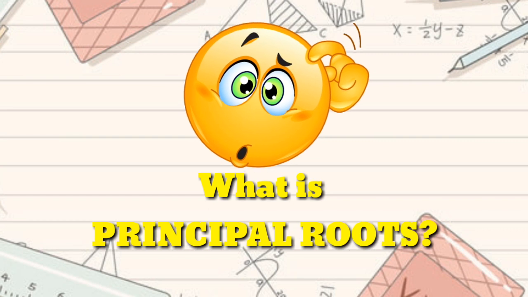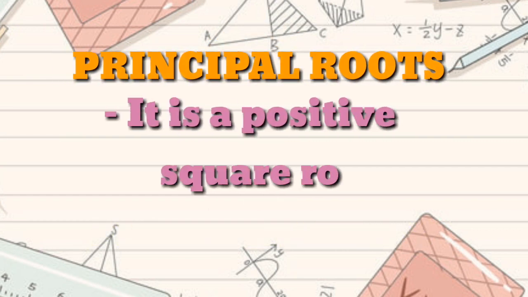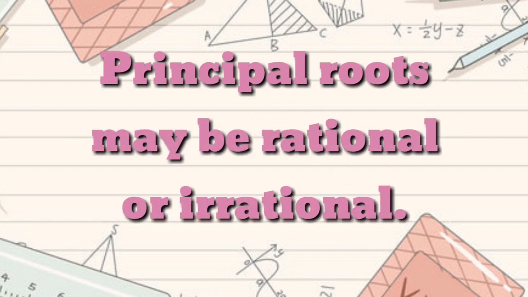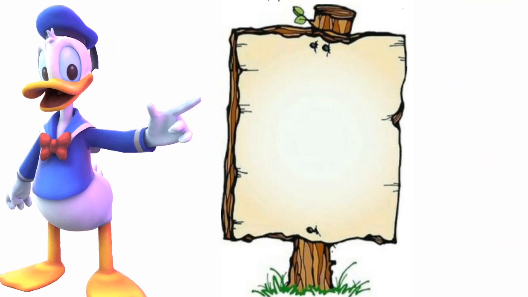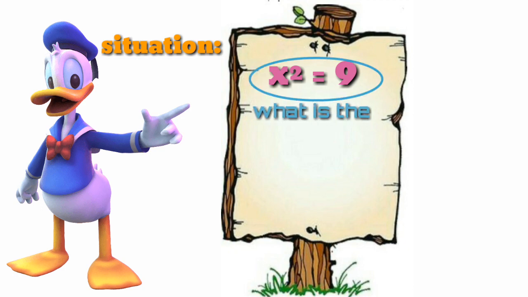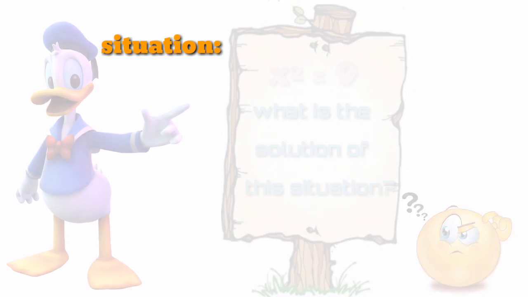So, without further ado, let's get started. What are principal roots? A principal root is the positive square root of a number. Principal roots may be rational or irrational. Now let's consider this situation. x squared is equal to 9. What is the solution of this situation?